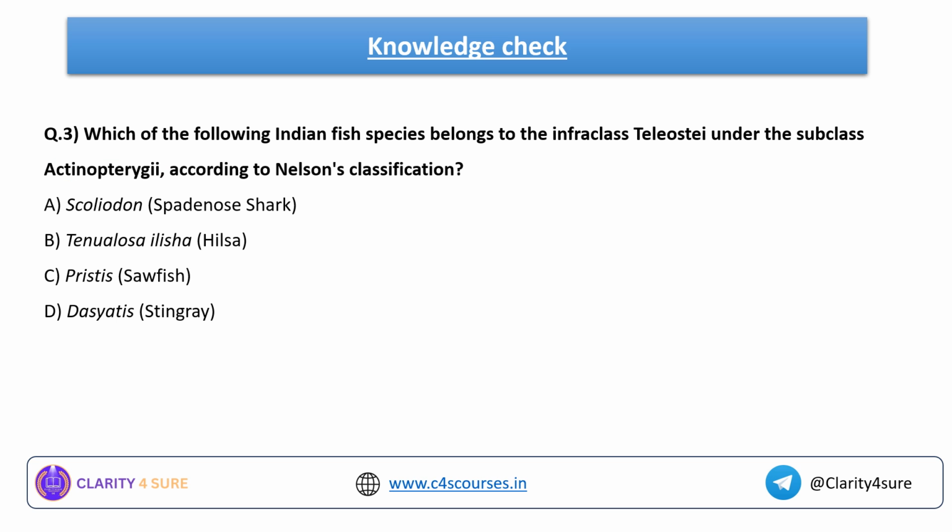The third question is, which of the following Indian fish species belong to the infraclass of teleostei under the subclass called Actinopterygii according to Nelson classification? And you can easily eliminate the options because we were talking about the cartilaginous fishes and bony fishes. Applying that knowledge here, you will be able to answer this question also without any difficulty. So kindly provide all the three answers in the comment section below.